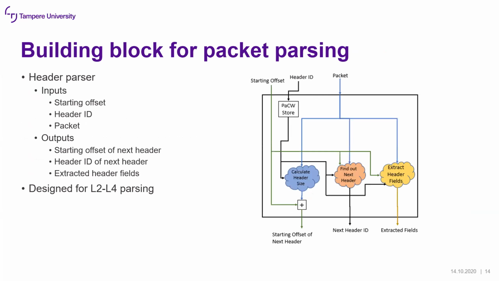So starting with our contribution, the packet parser: we have a building block for packet parsing, and this is called a header parser because it parses a header within the packet. As inputs, it gets the starting offset of the header that needs to be parsed, the header ID, which is known for the very first header and, for subsequent headers, is calculated by the header parsers, and obviously the packet itself. And the outputs are the starting offset of the next header, the header ID of the next header, and the extracted header fields. For each of these outputs, there is a functional unit that performs this functionality.